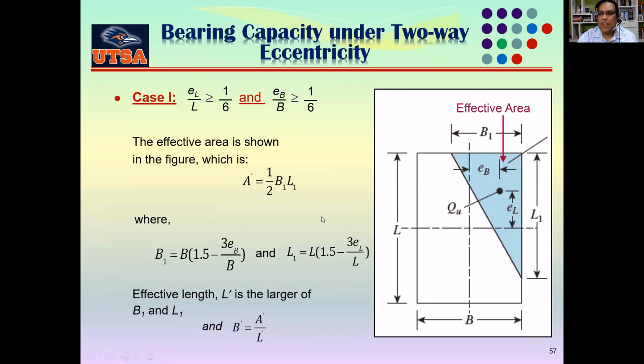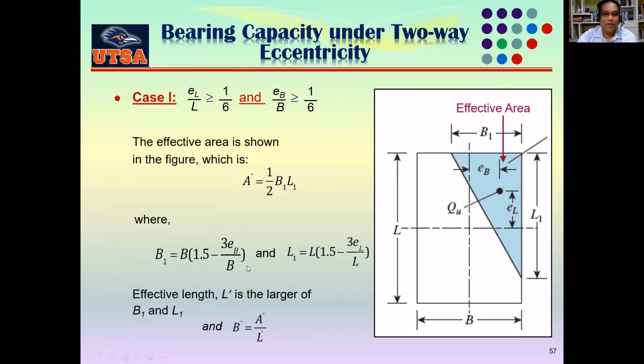Okay, so what's the area of that? Half into B1 into L1, right? That's what is showing here. Half into B1 and L1. Where B1 is, you can just calculate the value of B1 and L1 from here.